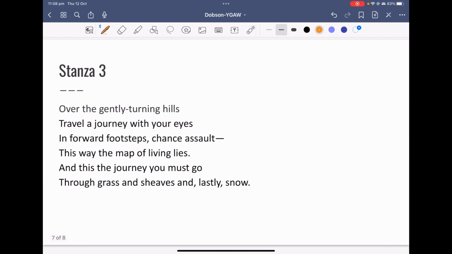Now, let's move on to stanza 3. So, over the gently turning hills. Something that you could also make note of is that in this particular stanza, there is a little bit more of a reference to nature. So over the gently turning hills and the grass, sheaves and snow. So naturalistic imagery, or the reference to nature, is kind of implying that this journey is one that is a natural part of the human experience. So it's indicating maturity, or the transition, as natural. A better way to express that would be that it is inevitable in the human experience.